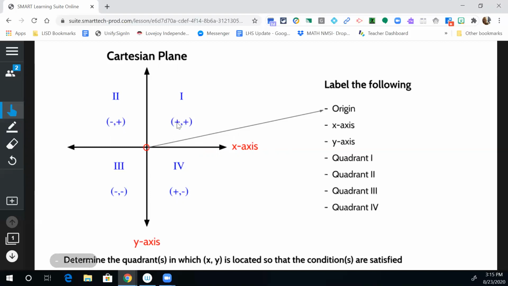Hopefully that makes sense. To get in this quadrant, you'd have to go to the right and then up, so that's why it's positive, positive. To get to this quadrant, you'd have to go left and then up, so that's why it's negative, positive. To get in this quadrant, you'd have to go left and down, so both are negative. And to get into the fourth quadrant, you'd have to go to the right and down. So if you're going to the right, then the x value is positive. If you're going to the left, the x value is negative. If you're going up, the y value is positive. If you're going down, the y value is negative. So finish copying that, and then we'll move forward.